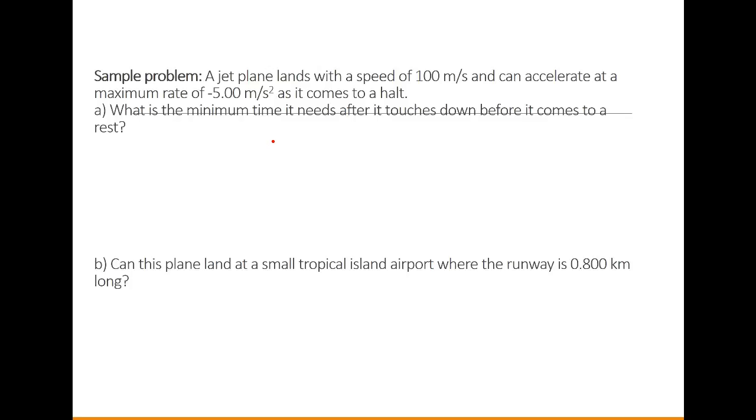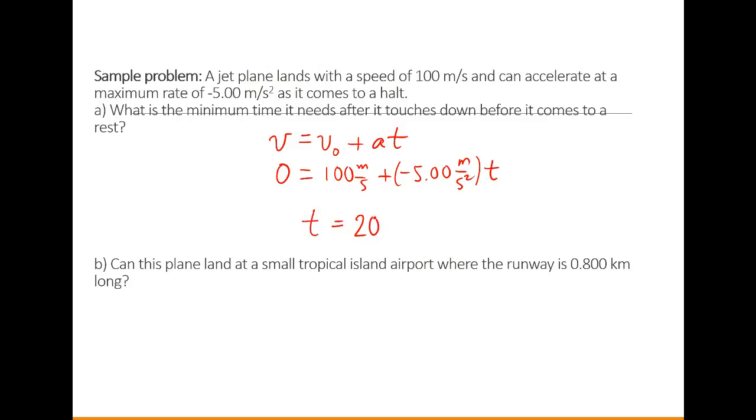Okay, so we know that v final is equal to v initial plus acceleration times time. V final better be 0 if it's stopping, and v initial is 100, and the acceleration is -5 meters per second squared, and then t. So this t here is just 20 seconds. Can it land at a small tropical airport where the runway is 0.8 kilometers long? Well, there's a couple ways to do this. The easiest way is to use the forgotten equation.